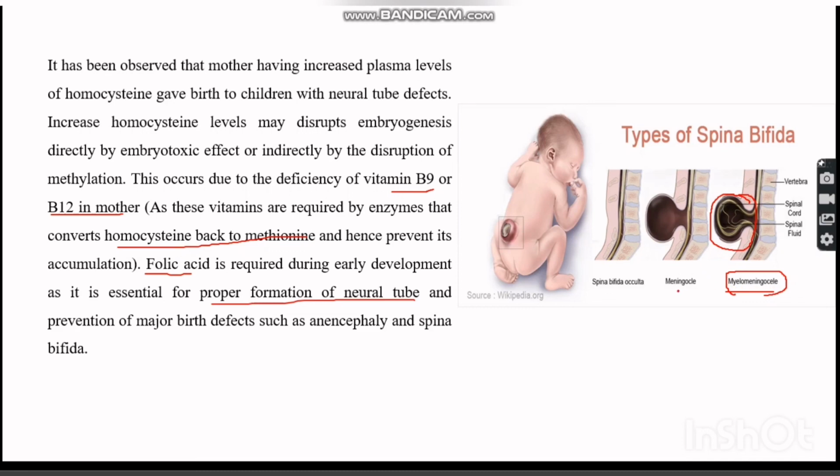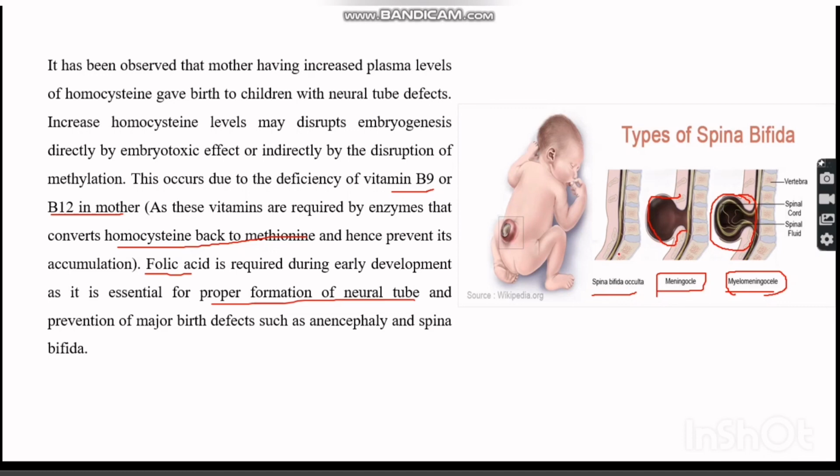The other, milder one is meningocele. As you can see, there is a sac filled with spinal fluid that protrudes from the back, but there is no spinal cord, no damaged spinal nerves. The mildest type of spina bifida is sometimes known as hidden spina bifida. It is termed spina bifida occulta.